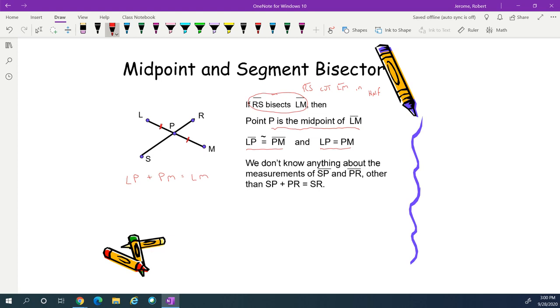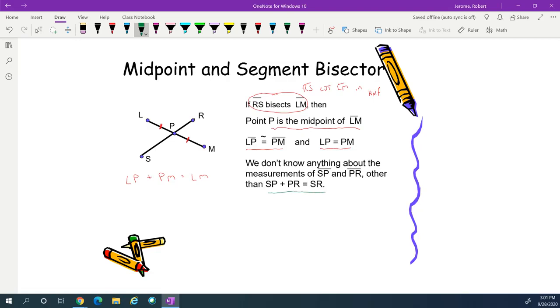Notice what we don't know about segment SR. Was it cut into two pieces? Yes. But was it bisected? Nothing tells us that. Nothing says that SR was bisected. The only thing we know about SR is that it is made up of two smaller pieces, and we can add them using segment addition to get the bigger segment.